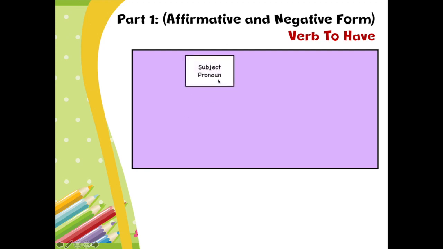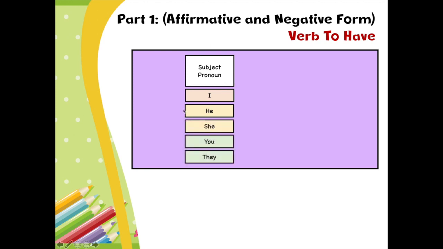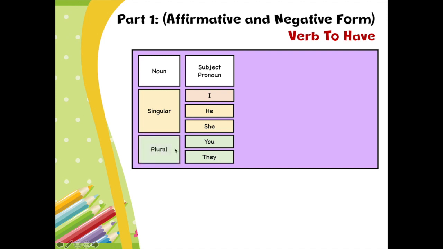First, you need to have the subject pronouns, and there are 5 subject pronouns, which are I, he, she, you, and they. So let's put these subject pronouns into nouns. For I, he, and she, they are considered as singular nouns because I, he, and she are referring to only one person. And you and they are considered as plural nouns because they are referring to more than one person. So next is the verb to have plus the word got at the back.